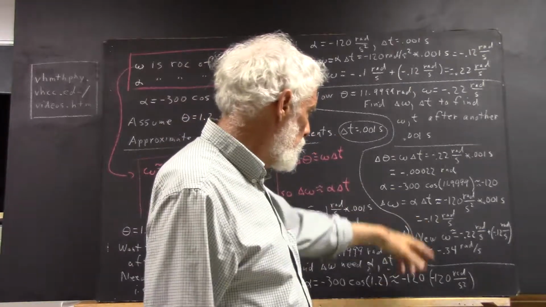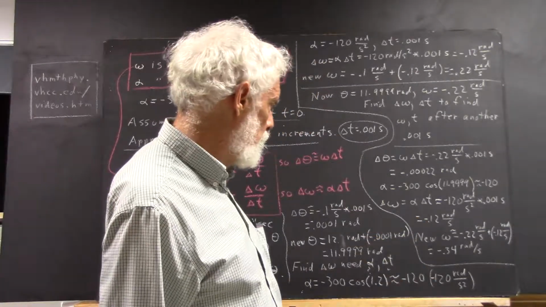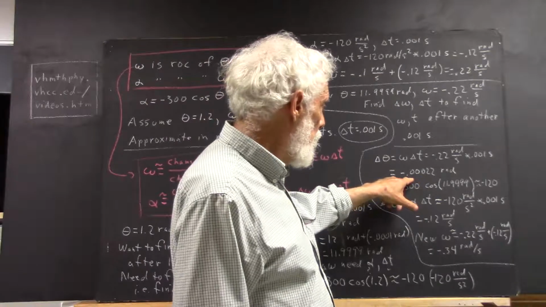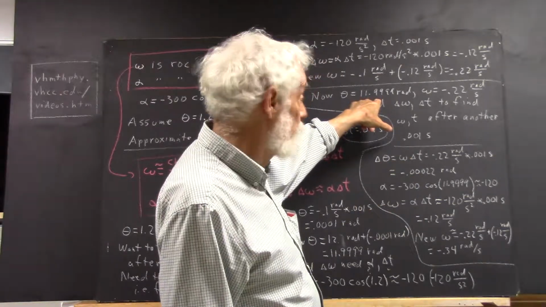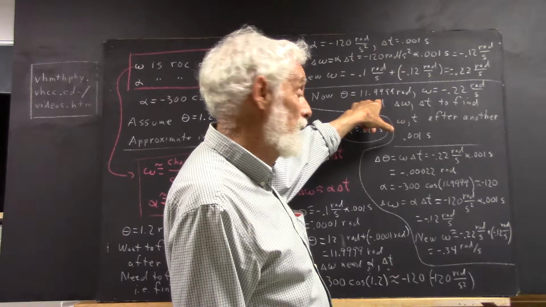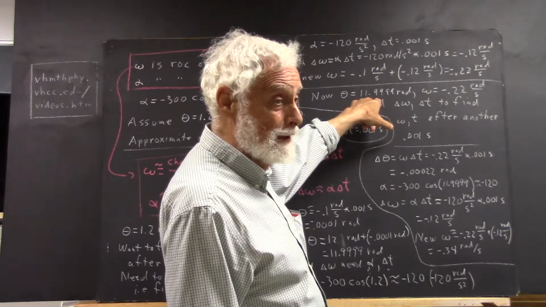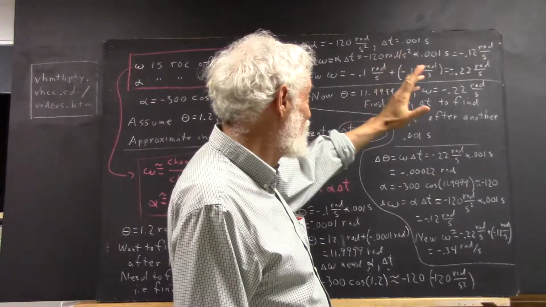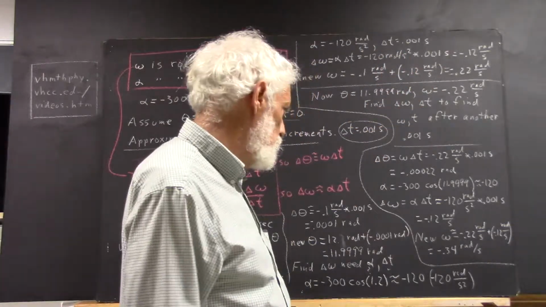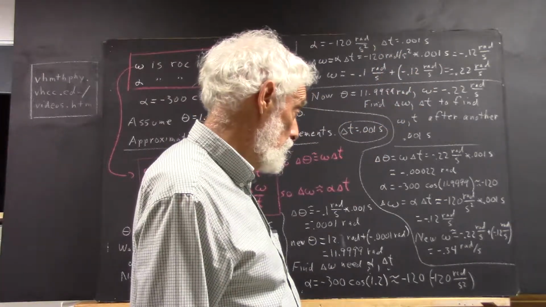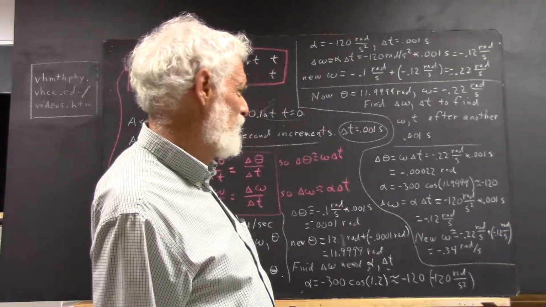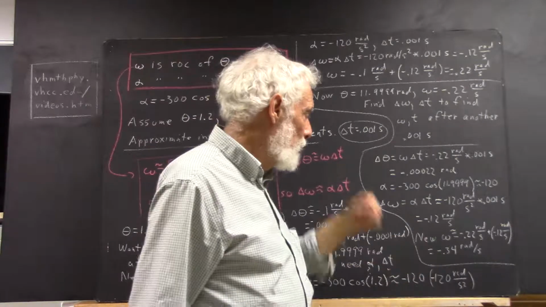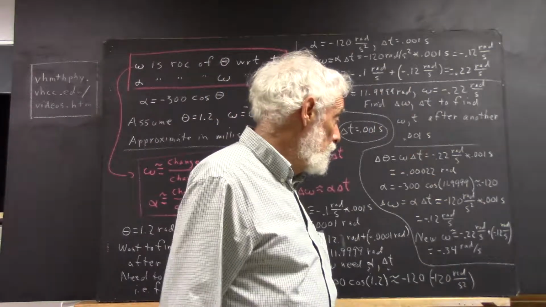And I never did write my new theta down here because I didn't have room. I have to write that. But we would add that to our 11.9999 radians and get approximately 11.999968.